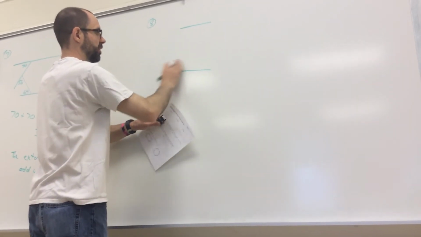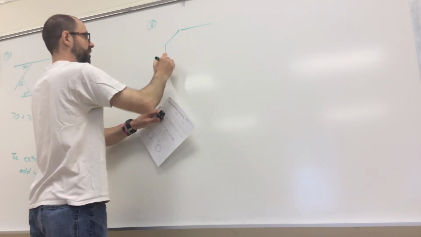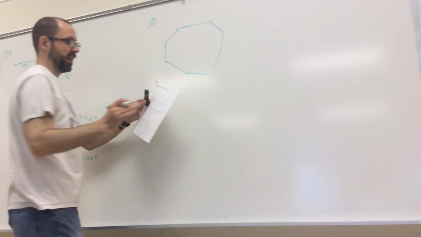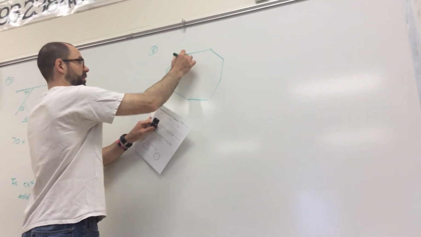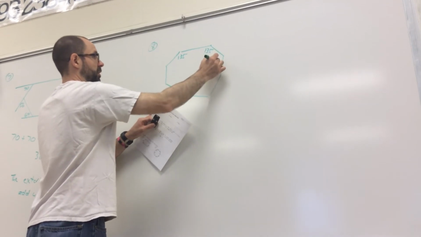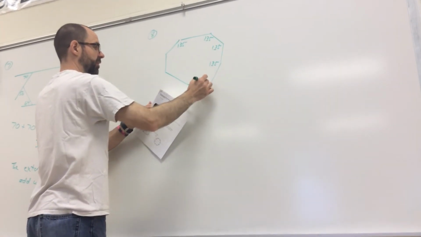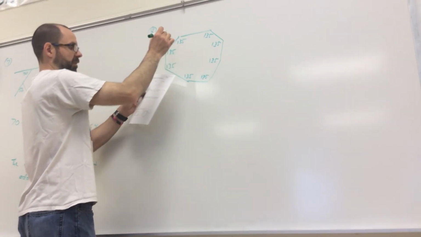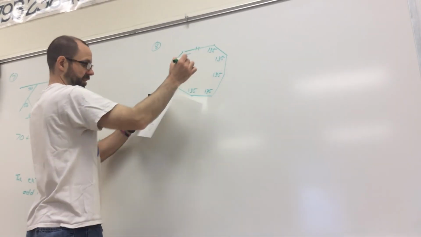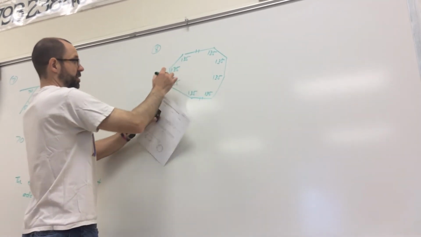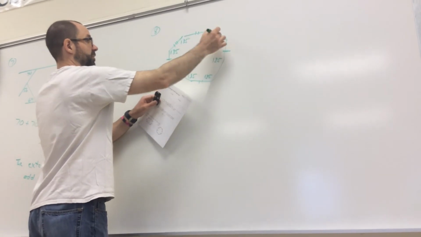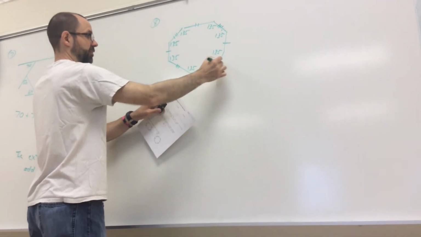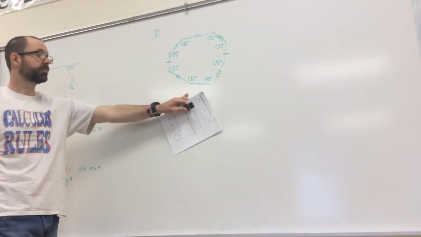Here's a picture for number 8, if I can draw it correctly. It's an octagon, and all the angles are marked as 135. And this side is equal to this side. This side is equal to that side. This side is equal to that side. And this side is equal to that side. So there's an octagon.